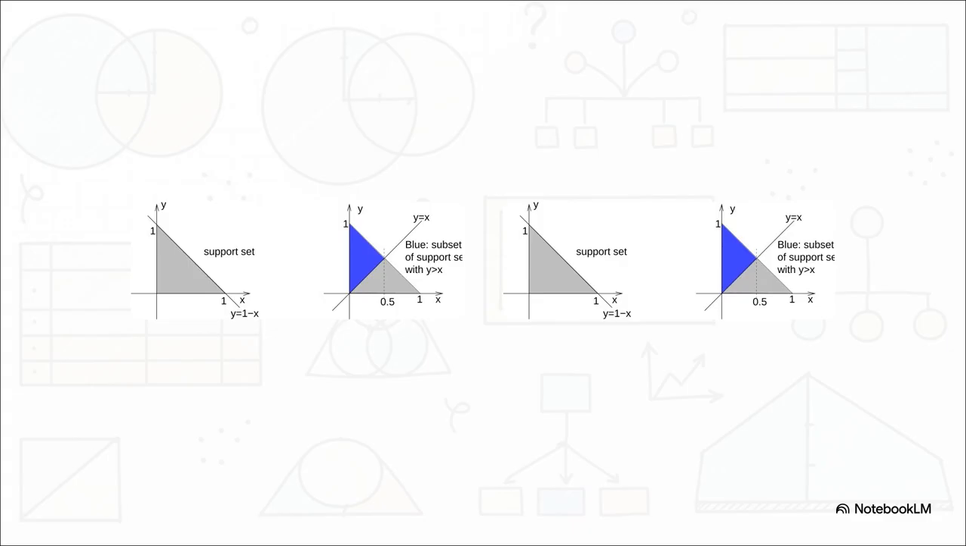Why? Because now the possible values for y depend on the value of x. Think about it. If x is way over at .8, y has to be really small to stay inside the triangle, right? But if x is just .1, y has a whole lot more room to roam. That relationship, that dependence, it's baked right into the shape of the map.